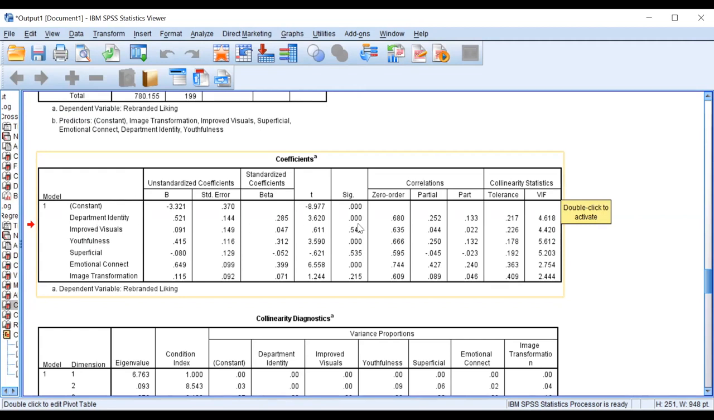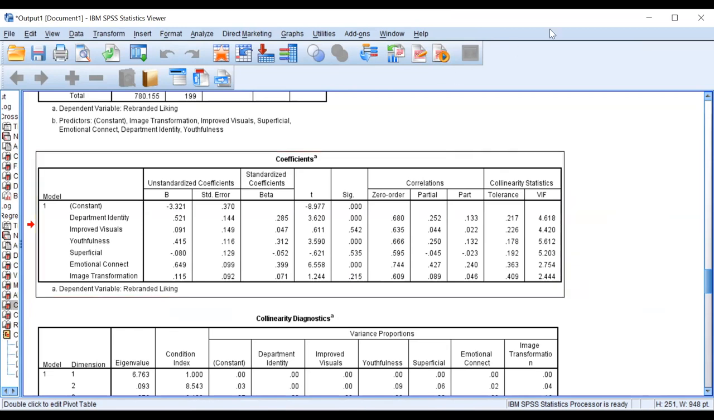The first significant predictor is departmental identity, less than 0.05. Youthfulness is again significant, less than 0.05. Emotional connect again has p-value 0.00, which is less than 0.05. So we have three significant predictors: departmental identity number 1, youthfulness number 2, and emotional connect number 3. Let us remember the three significant predictors as departmental identity, youthfulness, and emotional connect.